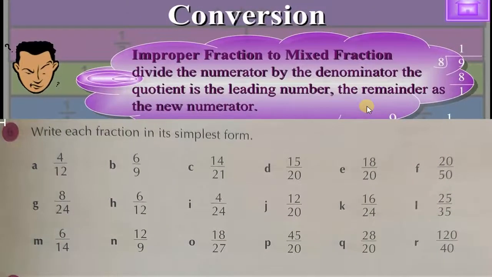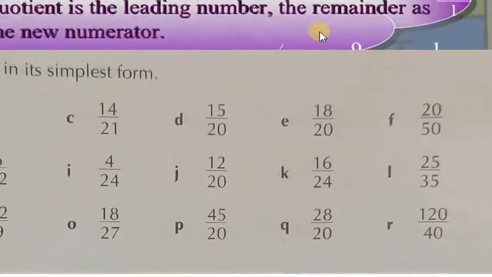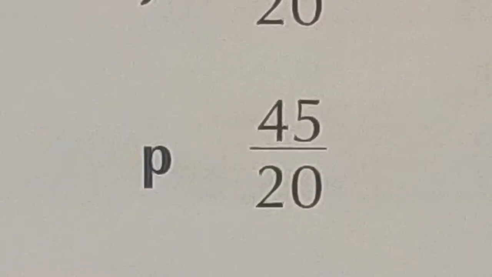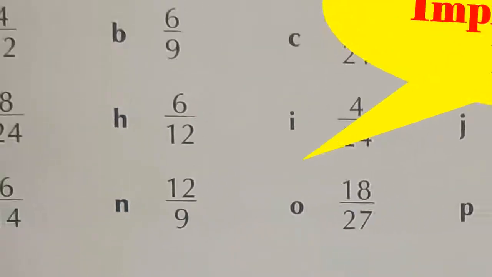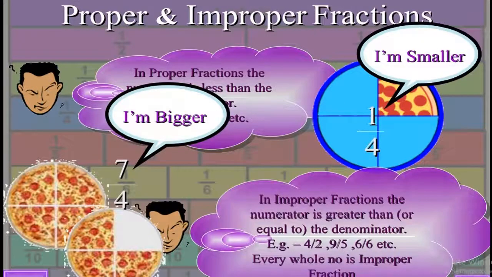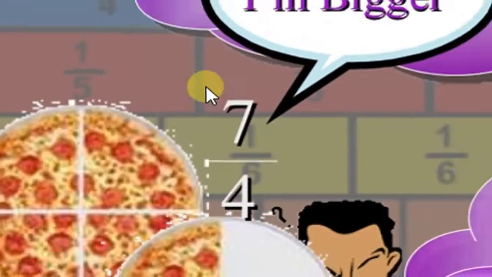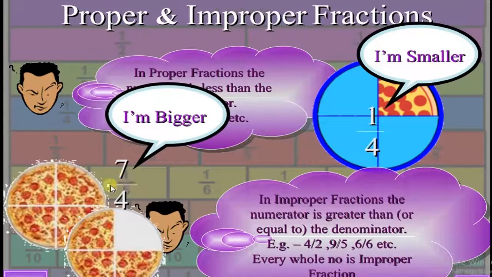Now, in exercise number 6 on page 151, you will face improper fractions. To simplify these improper fractions, you need to understand the difference between proper and improper fractions, okay? In proper fractions, the numerator is smaller than the denominator, which is a normal fraction. In improper fractions, the numerator is bigger than the denominator. In this case, we need to understand how to simplify an improper fraction.